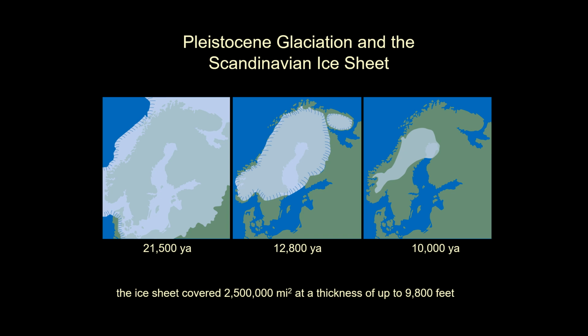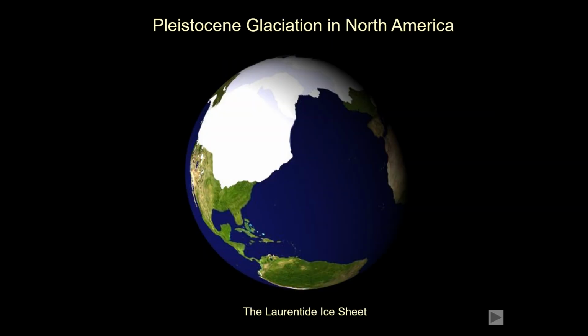And looking at the Scandinavian ice sheet, 21,000 or 21,500 years ago, an ice sheet covered the Scandinavian countries and much of Northern Europe. And as the ice begins to recede and dissipate, 10,000 years ago. So you get some idea. But this ice sheet was perhaps 2.5 million square miles at a thickness up to nearly 10,000 feet. And the Laurentide ice sheet, again, is the one we're going to focus on the most.